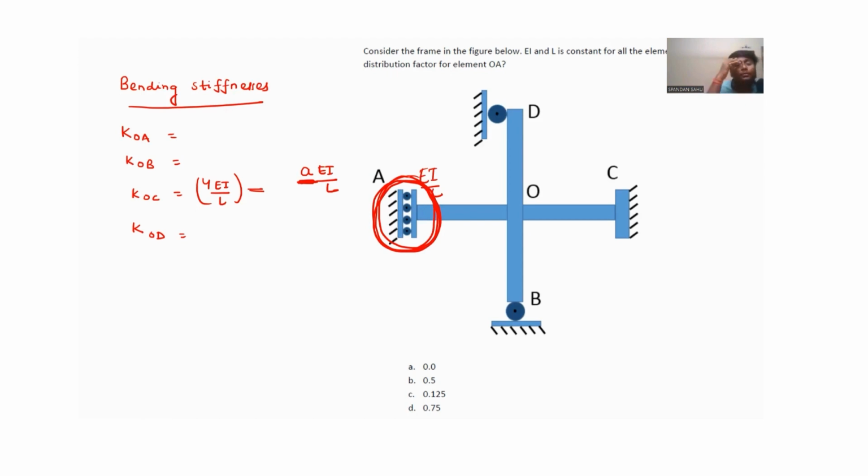Sir, I am telling the answer. Distribution factor? No, first tell me. Go step by step. OA is EI by L. Yes. OB is 3EI upon L. Okay. Then OD is the same, 3EI upon L.